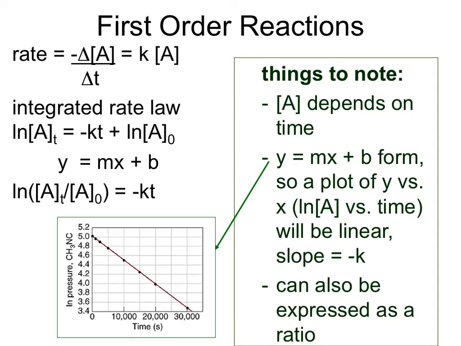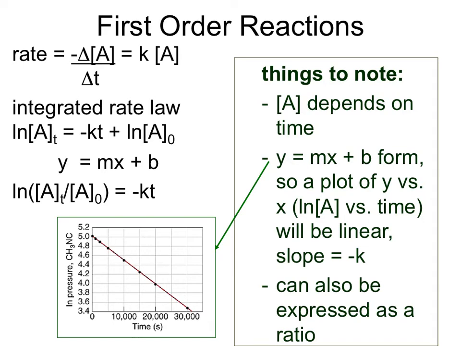Okay, this rate law can also be expressed as a ratio. Basically, we move our natural log on over, and so we can relate our time and rate constant to the relationship between our initial concentration and the concentration of our reactant as the reaction progresses.